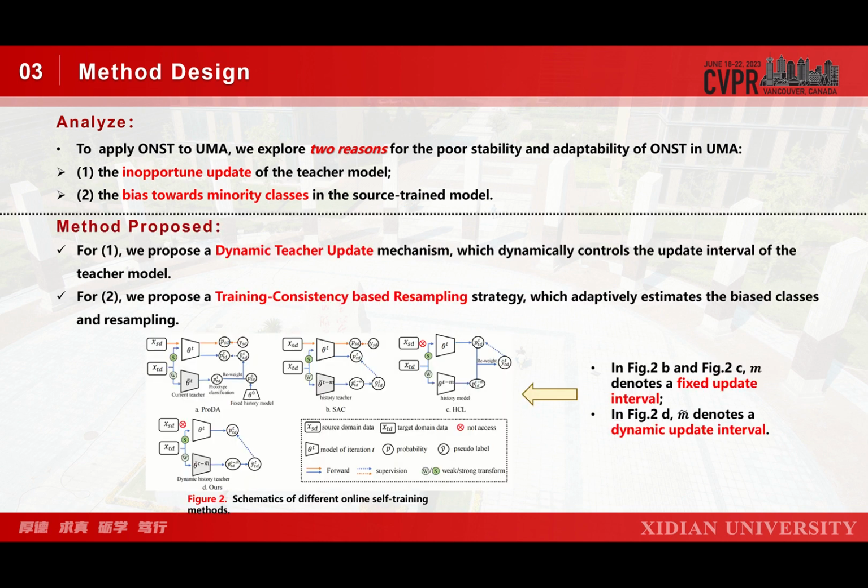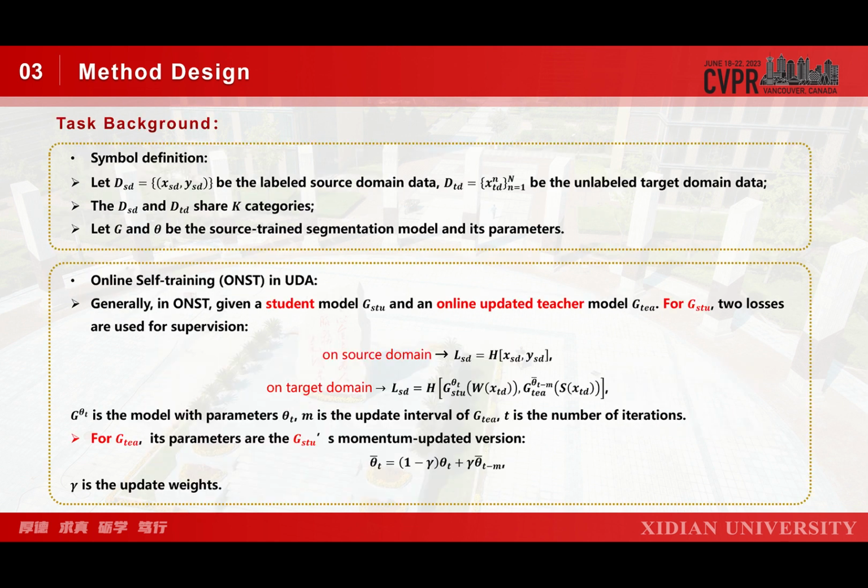To apply OST to UMA, we first explore two reasons for this instability and poor adaptability. That is the improper input to update the teacher model and the bias towards minority classes in the source training model. Based on this, we propose a dynamic teacher update method and a new copy-paste method. Before talking about the two proposed modules, I will give a detailed symbol definition and the flow of the original OST to facilitate the understanding of our method.